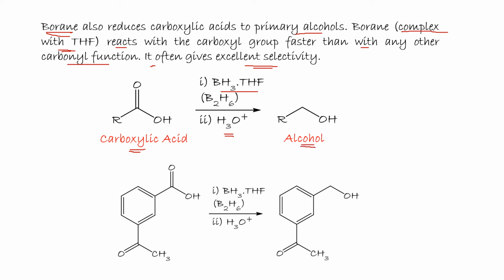We talked about selectivity. In this molecule, we have two functional groups. We have carboxylic group and we have carbonyl group, ketone. With borane, selectively we reduce this to a primary alcohol and keep the ketone untouched. Okay?